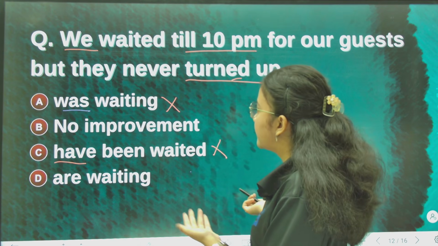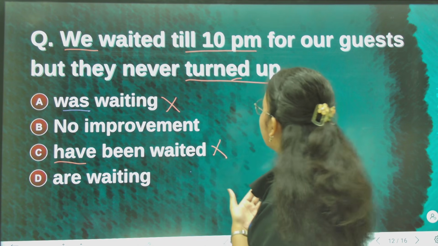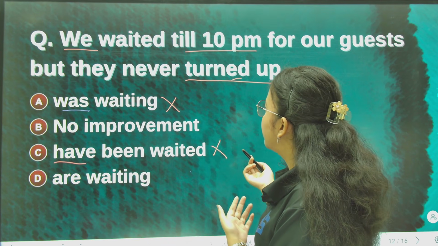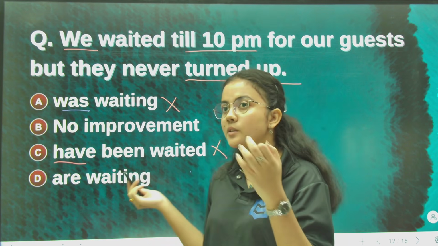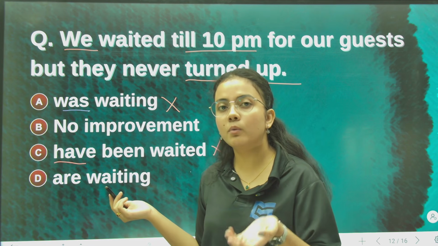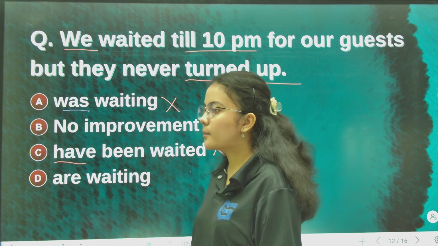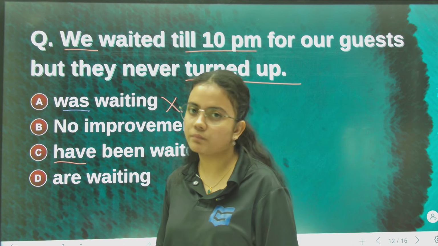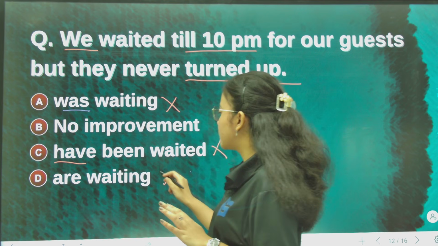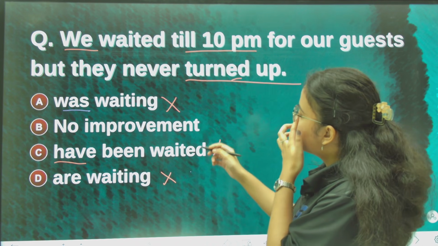Are waiting: we are waiting till 10 p.m. for our guests but they never turned up. Context: if we say we were waiting till 10 o'clock, it is past. We are waiting means we are waiting now, we are waiting till 10 o'clock. So we are waiting is also wrong. So the correct answer will be no improvement.